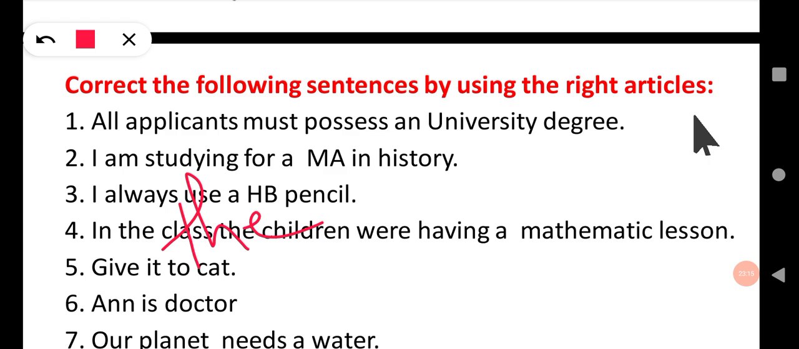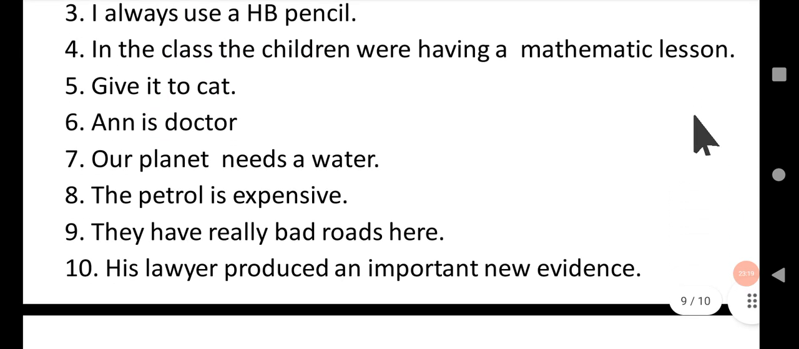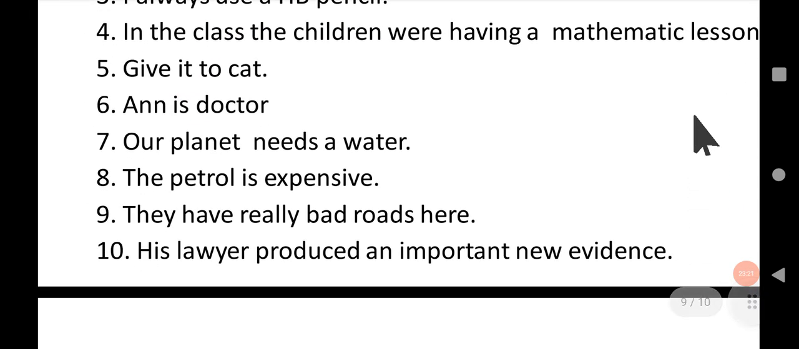Next, "Anne is a doctor," that we know. Next one, "Our planet needs water." Okay, not "a water." We cannot measure water, we cannot count it. You have to remove "a." "Petrol is expensive." Okay, petrol is expensive directly. "The petrol," you cannot count it.